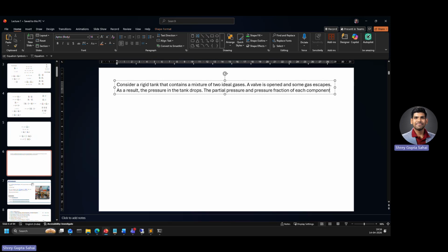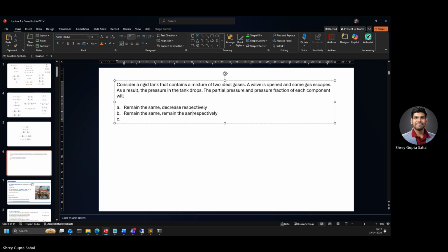your options are: remain the same and decrease; remain the same; both of them will remain the same, or decrease; decrease, decrease.